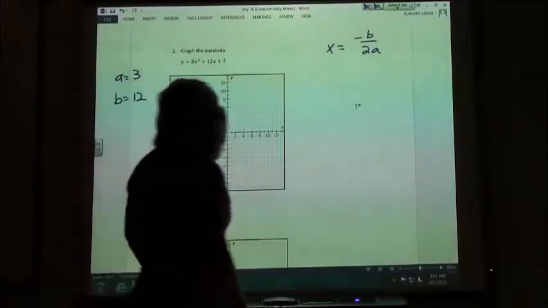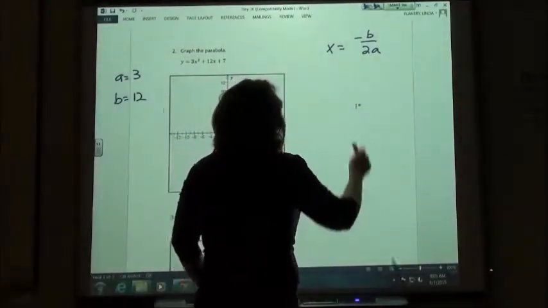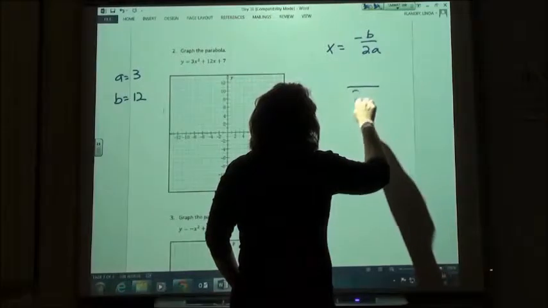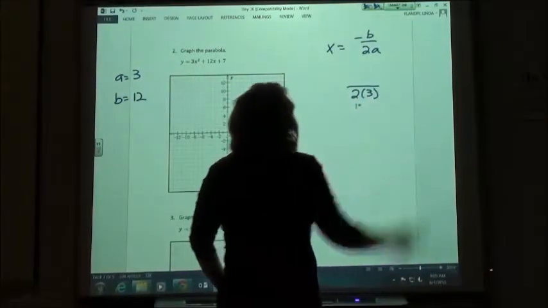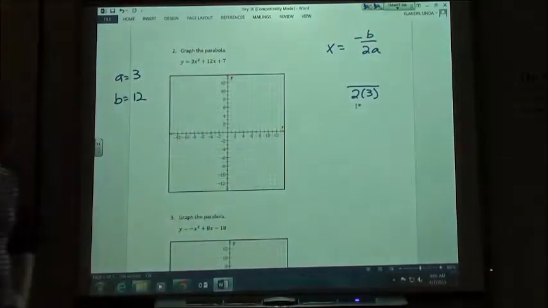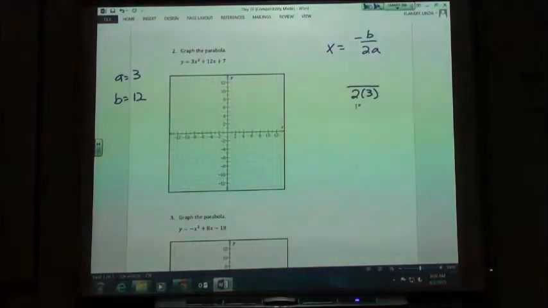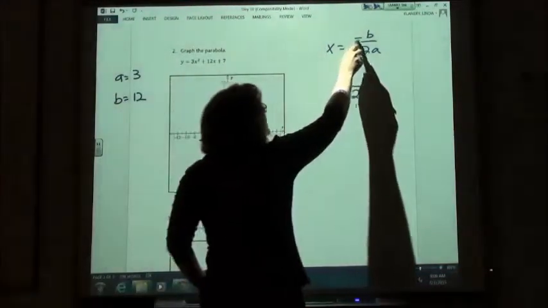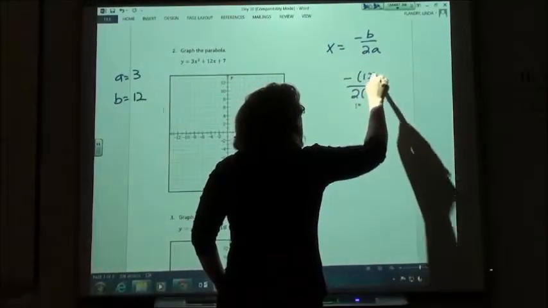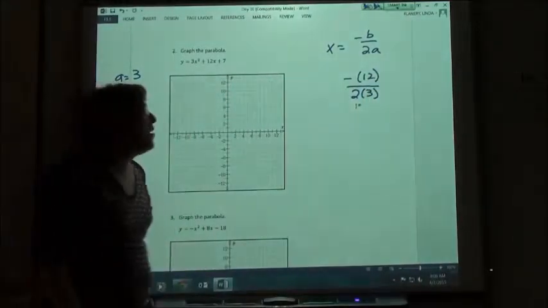12 over 2 in parentheses 3. Now, what's going to be on the top? 12? Not 12, but negative, minus 12, because there's this minus in the formula. So it goes in like this, which makes it negative 12.